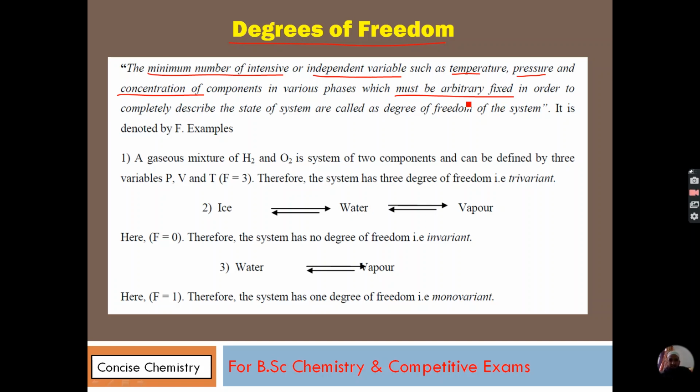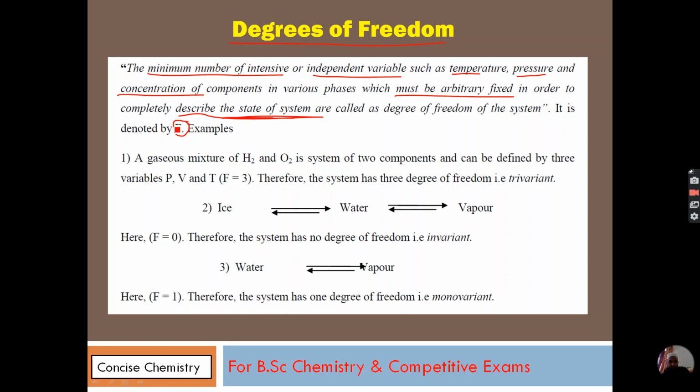So the result of that will be that we should be in a position to describe the state of the system. किसी भी system का state describe करने के लिए how many minimum number of independent variables we require, so that's called the degrees of freedom. So independent variables: temperature, pressure, composition, ठीक है, in general. Now ये जो degrees of freedom है, it is denoted by the capital F. ठीक है? अब let's understand this.